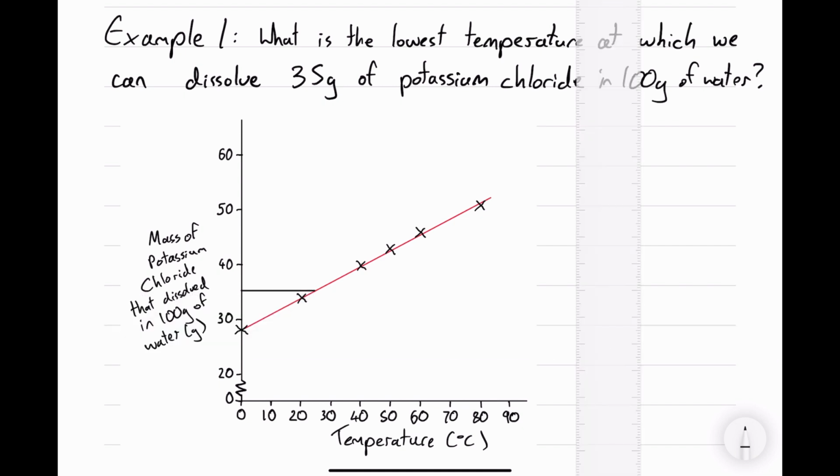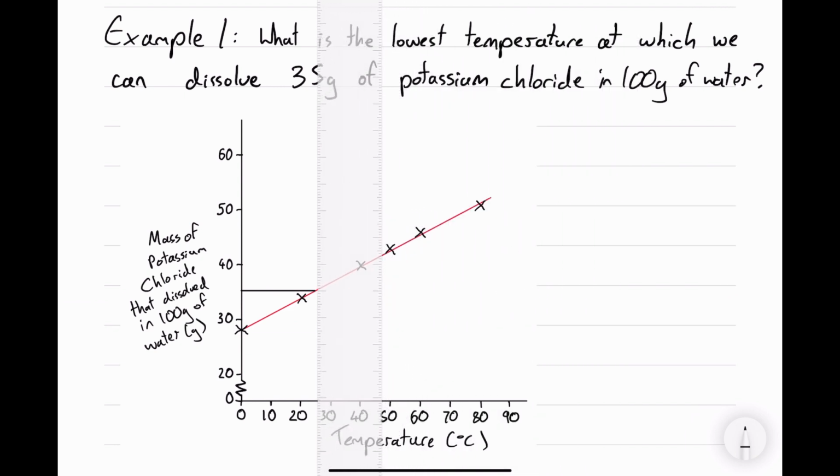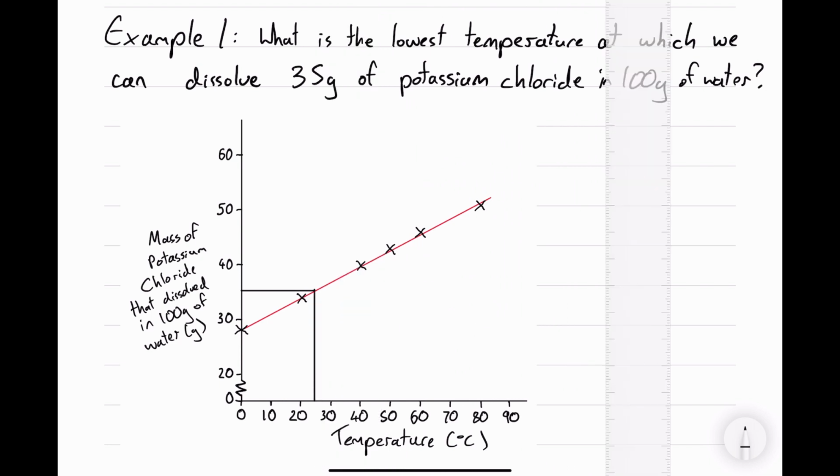Then you need to draw a vertical line from the line of best fit going down to the x-axis. Where the vertical line touches the x-axis is the temperature. So this is approximately a temperature of 24 degrees Celsius.